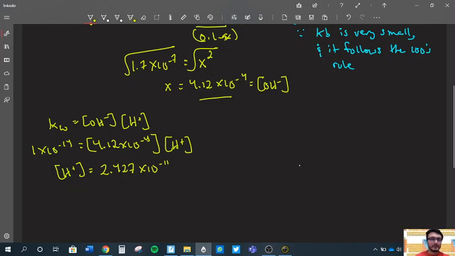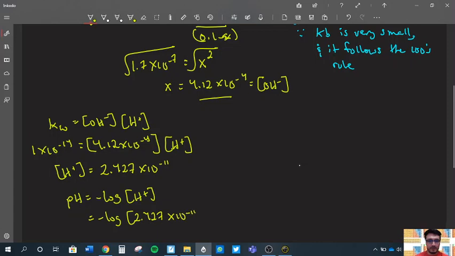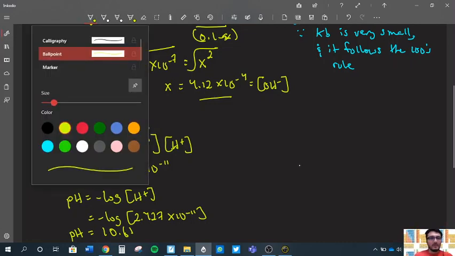Okay, so that's that. Now that we have the concentration of hydrogen ions, we can figure out pH, and pH is negative log of the concentration of our hydrogen ion, and that is negative log of 2.427 times 10 to the negative 11, and I have enough room, just barely. It's 10.61. That is our pH. Okay, so that's one way.